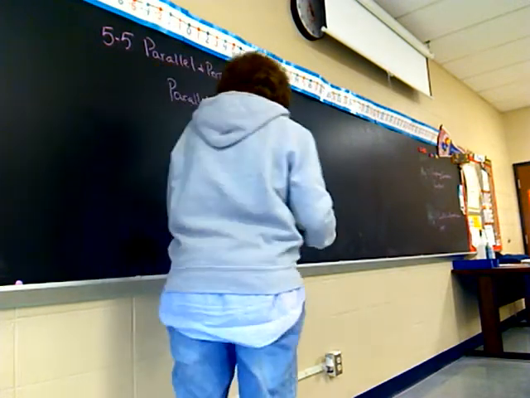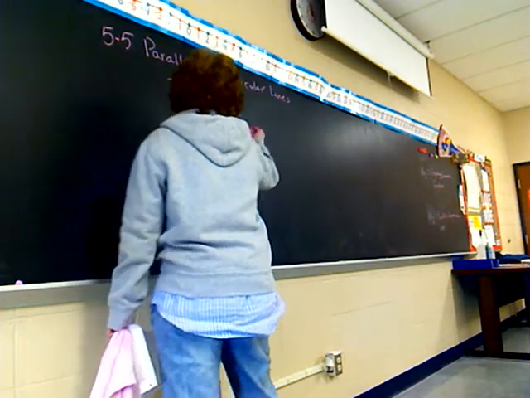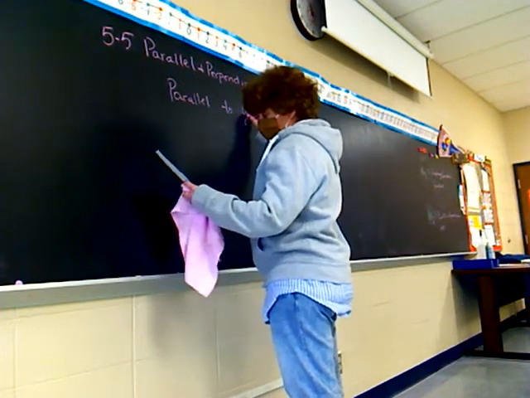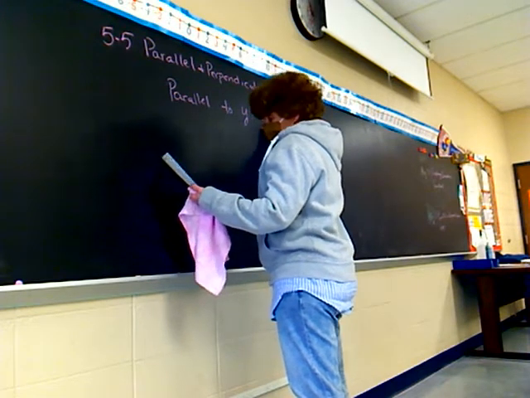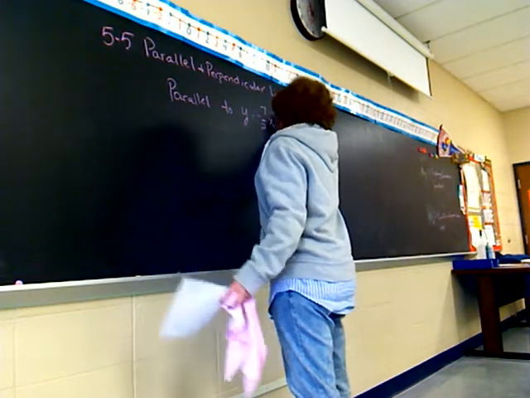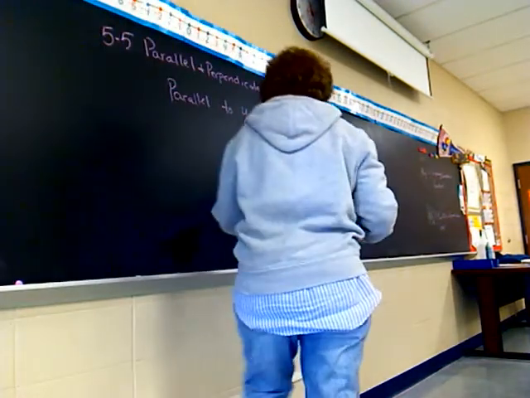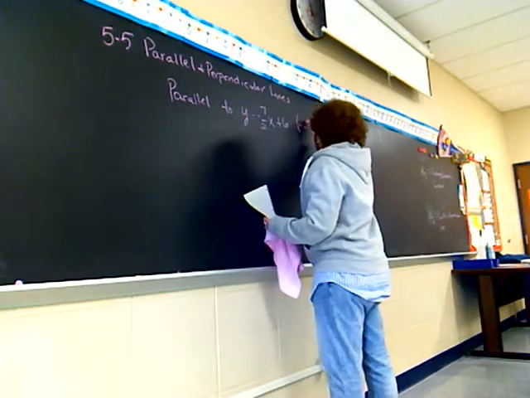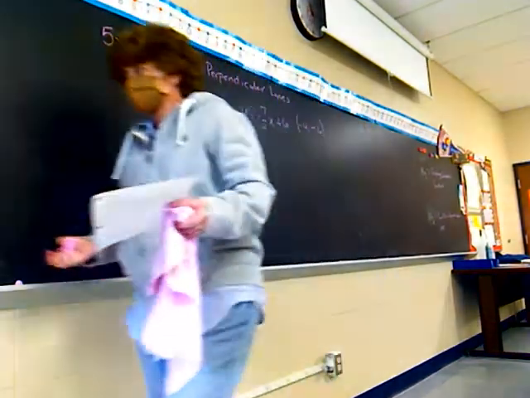So here's my first example for you. y equals -7/2x plus 6. I want you to write a line that's parallel to that, that goes through the ordered pair (-4, -6).